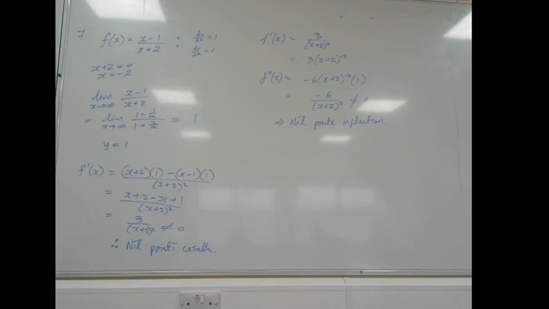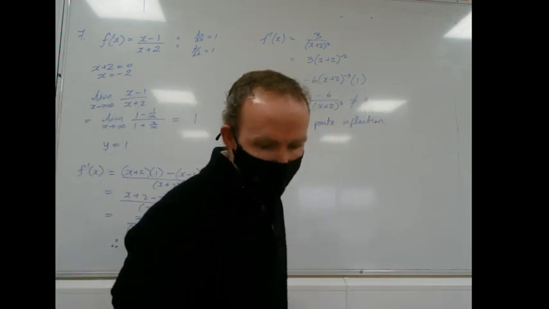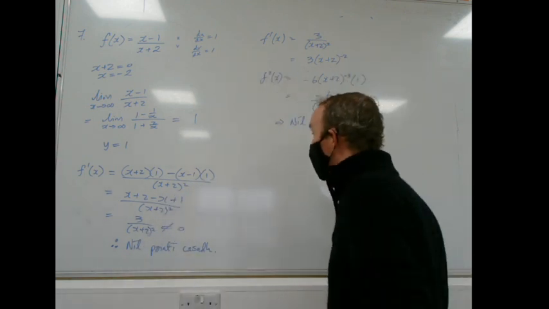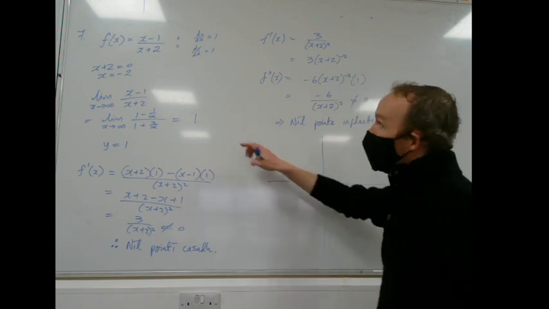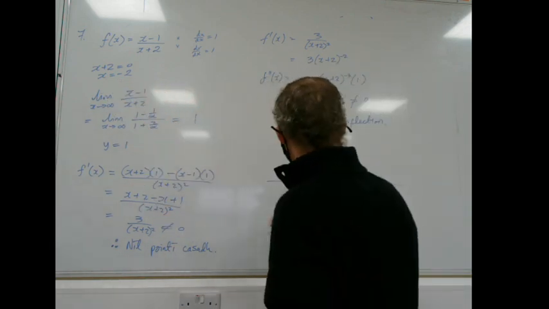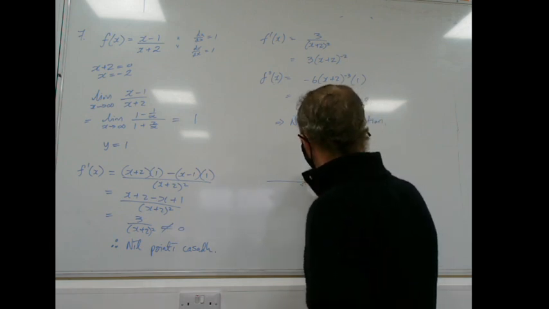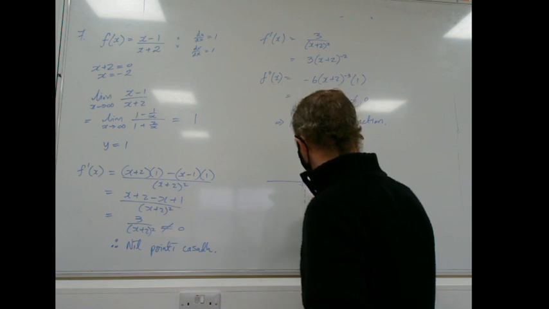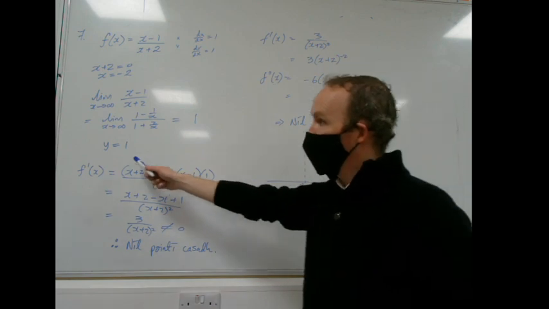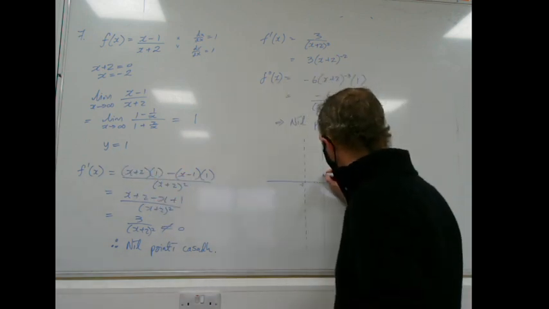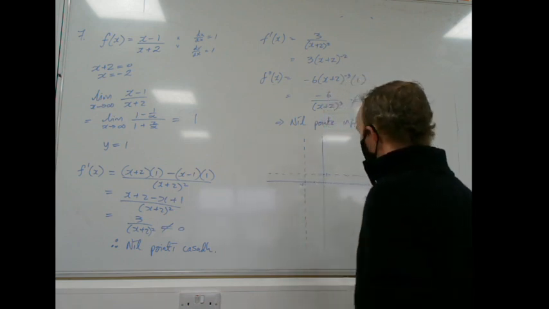As the next part, draw a rough graph of the curve y equals f(x). So for the graph, we have x cosine minus 2, which means the vertical asymptote is here, minus 2. Then for the y value, the horizontal asymptote is here. So I'm just going to draw the lines.